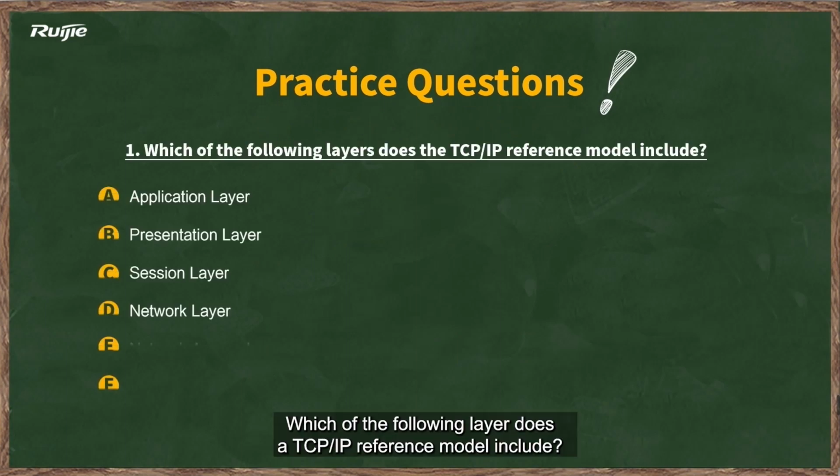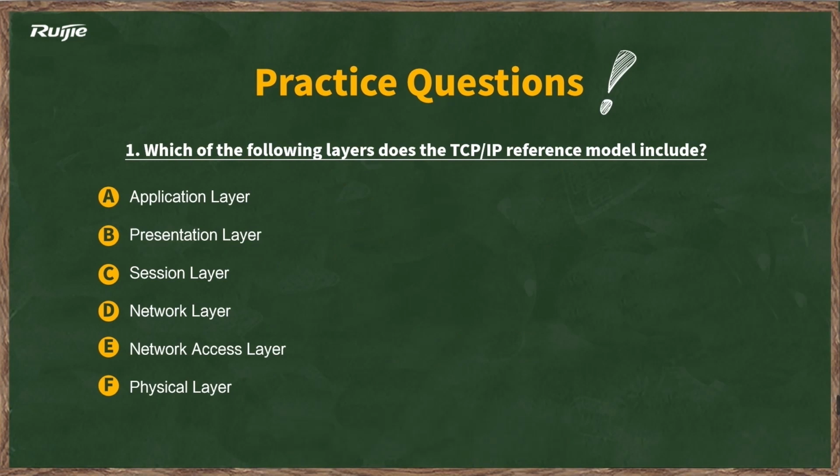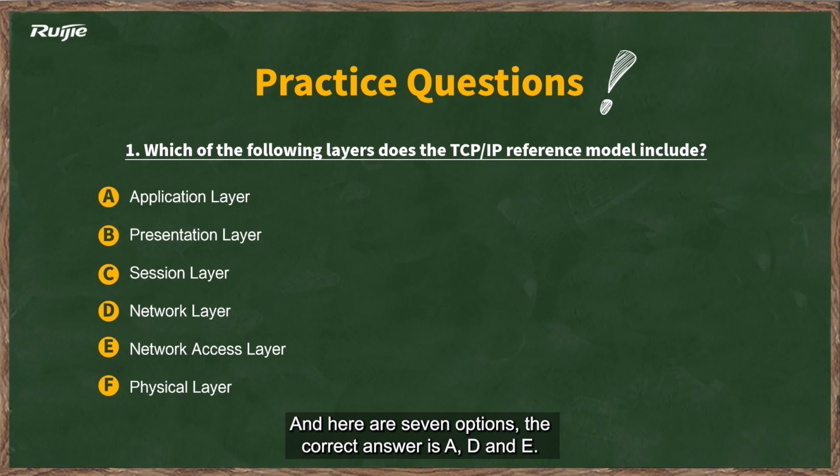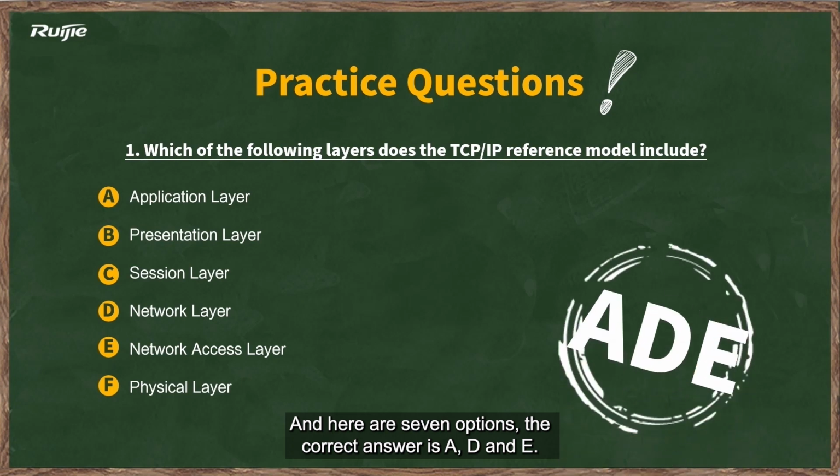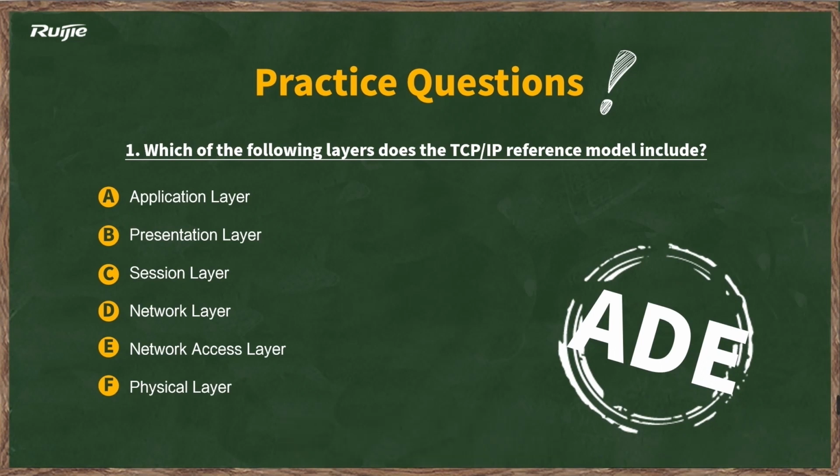Before we talk about the detail of the LAN principle, let's review the last video. Which of the following layers does the TCP/IP reference model include? Here are 7 options. The correct answers are A, D, and E.